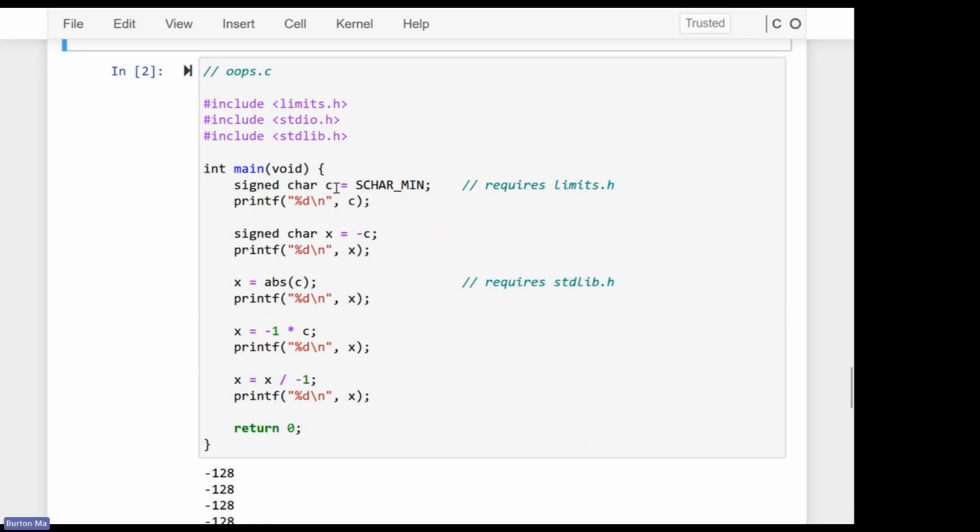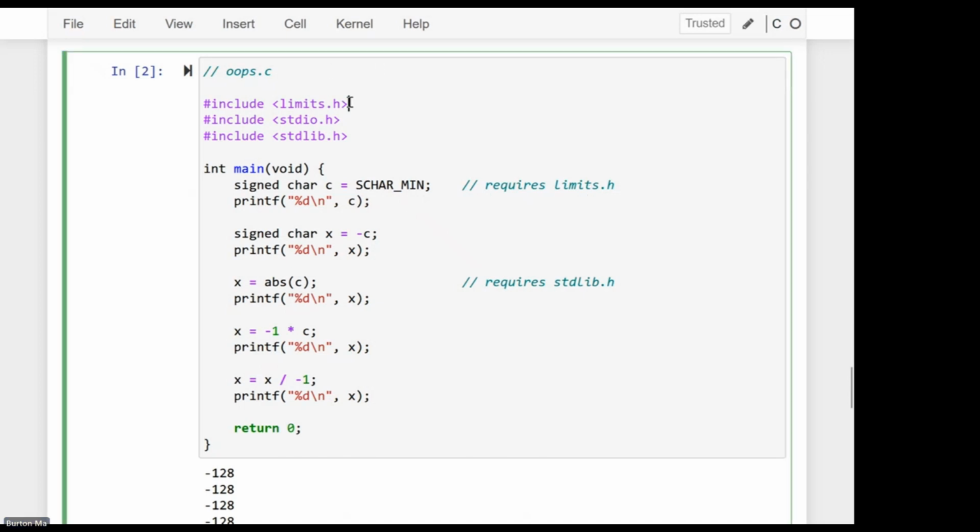So I have a signed char. This is on my computer. It's an 8-bit 2's complement number. The constant SCHAR_MIN is the most negative signed char value. Those constants are defined in limits.h, which I've included up here. So I'm going to start out with, in this case, minus 128. I'm going to print the value. I'm then going to compute minus C, which should be 128, and then print the value.